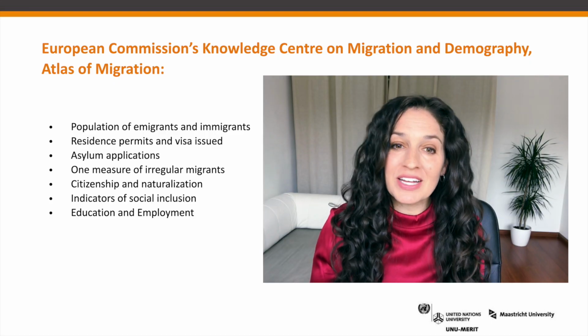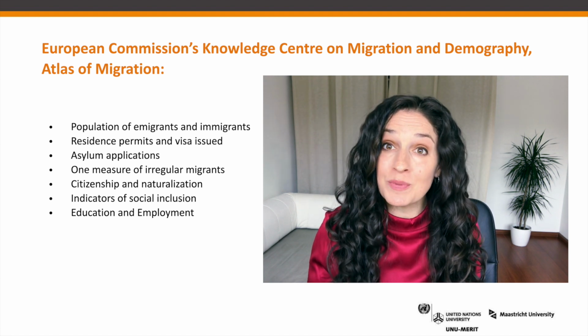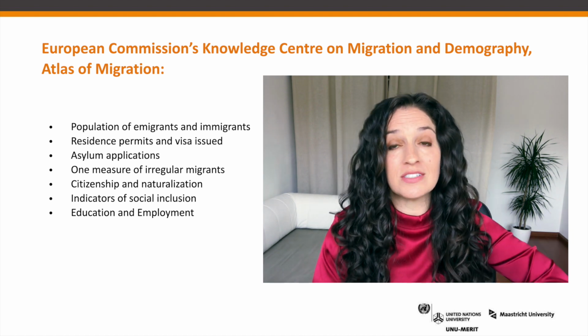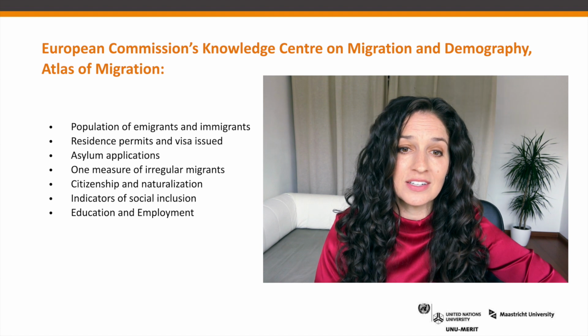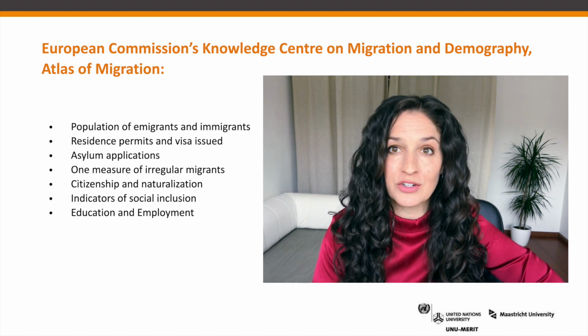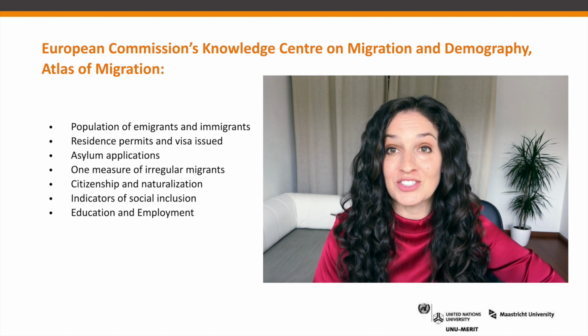We'll start by looking at the population of emigrants and immigrants. We'll then look at residence permits and visas issued in the country. We'll also talk about asylum applications, and we'll even look at one measure of irregular migration in the country. We'll talk about citizenship and naturalization, as well as some indicators of social inclusion, and round it out by talking about education and employment. Now let's jump right in and look at the population in Denmark.